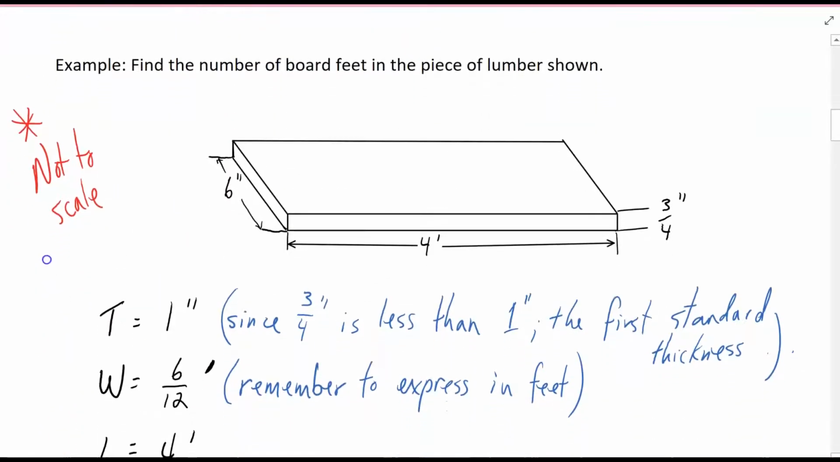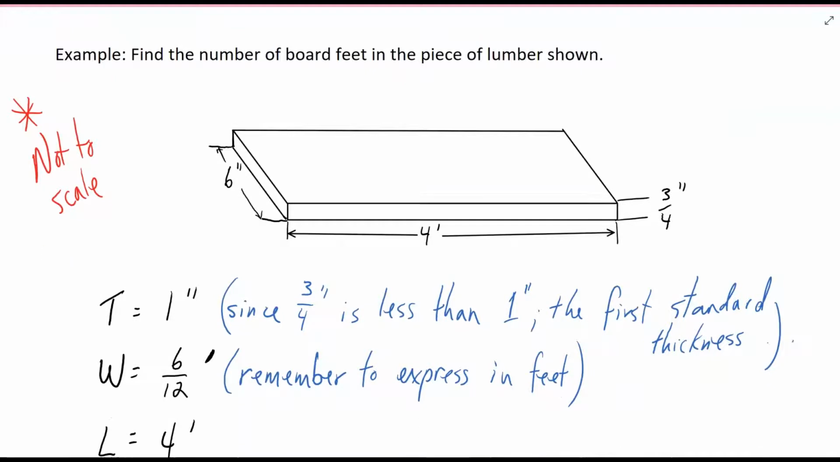So let's take a look at an example. Find the number of board feet in this piece of lumber shown, and it's drawn but not drawn to scale, so keep that in mind. This piece of lumber measures 3/4 of an inch thick, and 6 inches wide, and 4 feet long. So remember that the thickness must be in inches, and if it's less than 1 inch, we must count it as 1 inch. So thickness will be 1 inch.